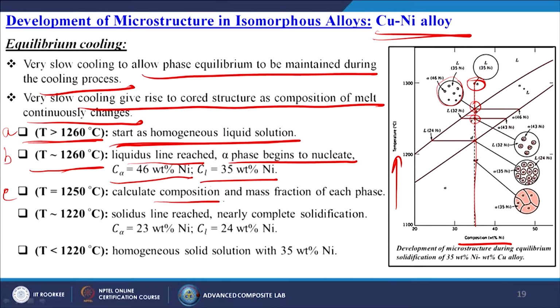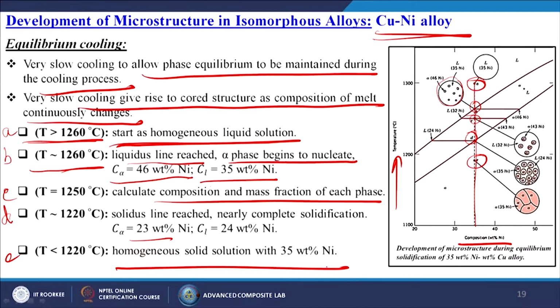So, calculate the compositions and mass fractions of each phase. When we are talking about the D point, D means T is more or less 1220 degree centigrade, the solidus line is reached, nearly complete solidification. So, C alpha is equal to 23 weight percent of nickel and CL is equal to 24 weight percent of nickel itself, and then the point E. So, E is T less than or equal to 1220 degree centigrade, a homogeneous solid solution with 35 weight percent of nickel taking place.